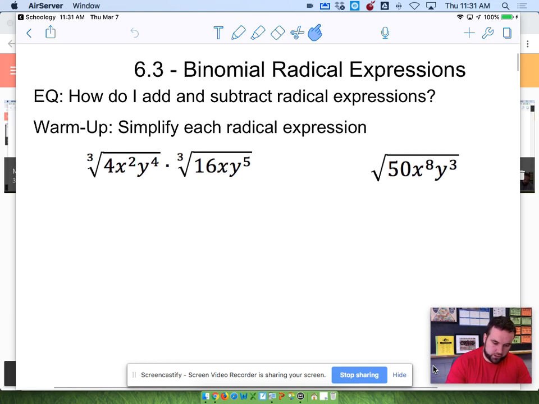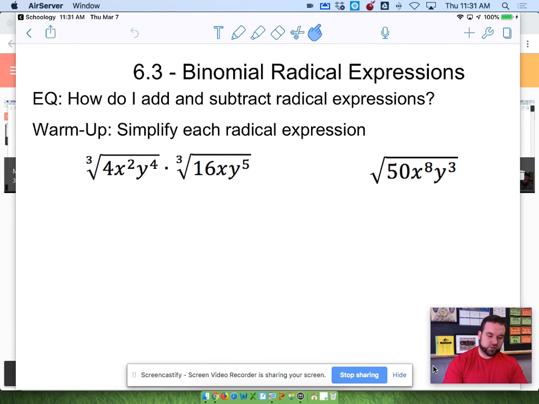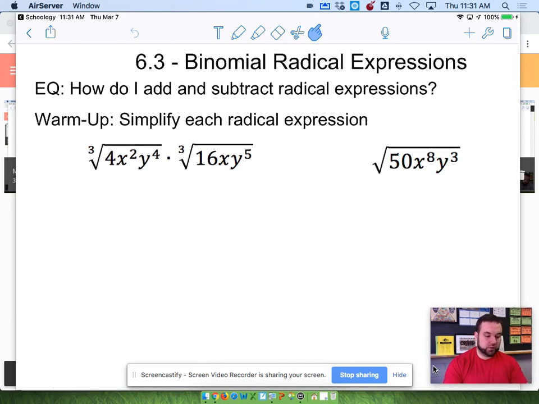All right, and we're back for the last section before your first quiz. We have section 6.3. Our first quiz will be on 6.1 to 6.3. So today we're talking about binomial radical expressions. Binomial just meaning two terms. And we'll see what that looks like very shortly.